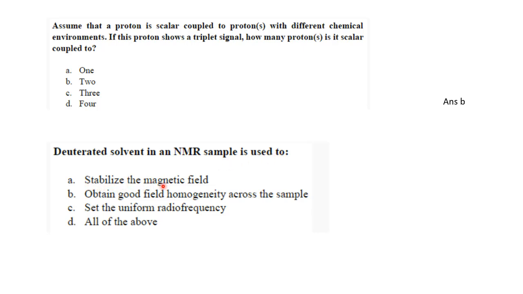Now, a deuterated solvent in the NMR sample is used to stabilize the magnetic field, obtain good field homogeneity across the sample, set the uniform radio frequency, or all of the above. Any guesses? Yeah, stabilize the magnetic field. Okay, let's see. So basically this is used for the solid state samples. Deuterated solvents, not for the solid state, sorry, the phosphorus sample. In that case, deuterated solvents are used to stabilize the magnetic field.